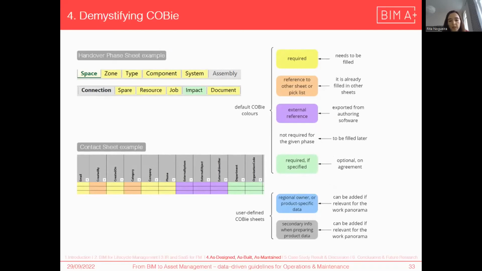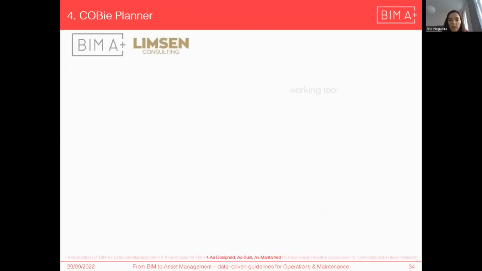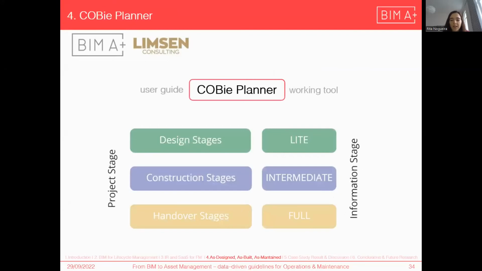Also, the light green, for example, is something that should only be filled if it's agreed. For example, the impact sheet that has to do with environmental properties. So as you just have seen, 19 sheets is quite a lot to fill out. So delivering COBie turns into a somewhat overwhelming process that requires some guidance for the team.